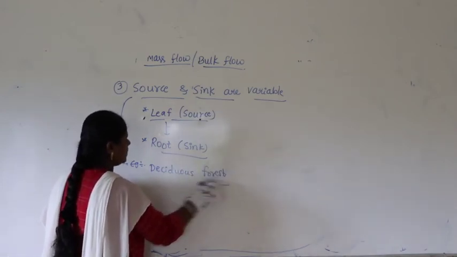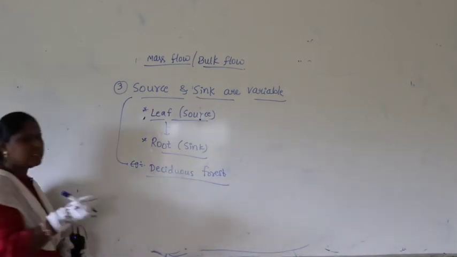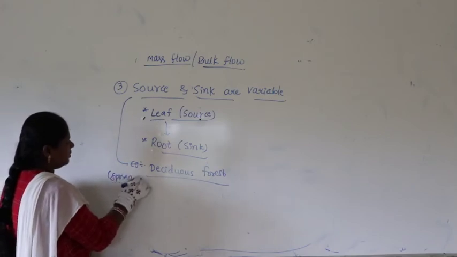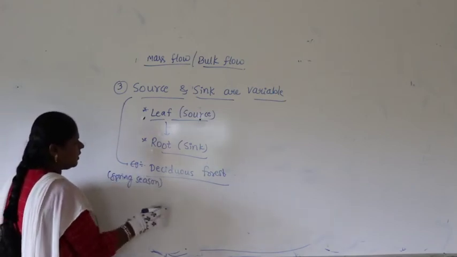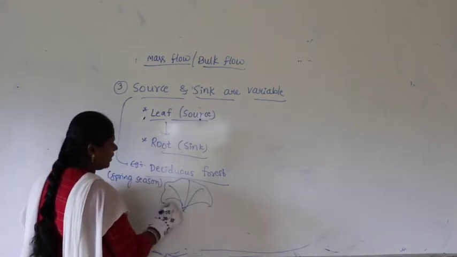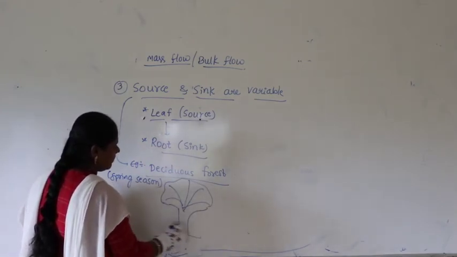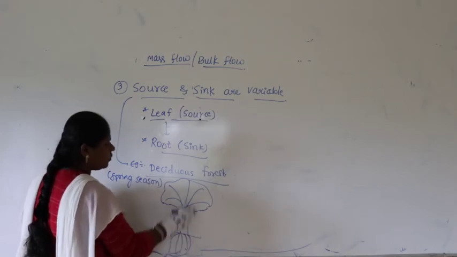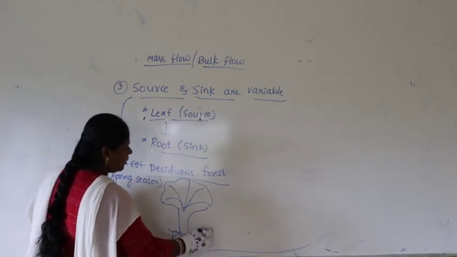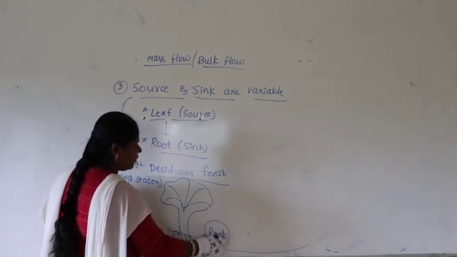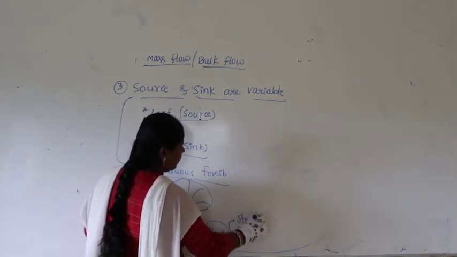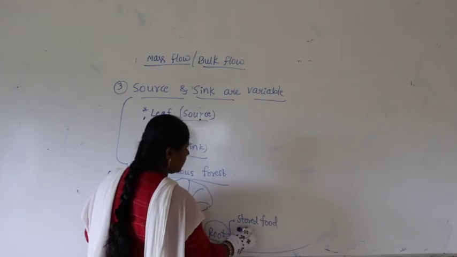In the deciduous forest case, suppose you talk about the spring season, generally suppose the plant has all leaves fallen. So let us take this is a plant. At that time what happens, no leaves here, all leaves have fallen off. At that time the root has storage of food materials, so it has stored food materials or reserve food materials.